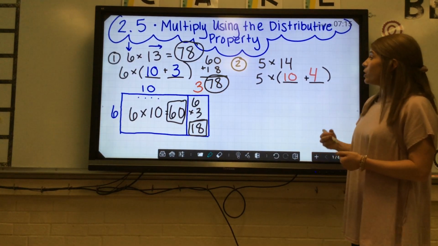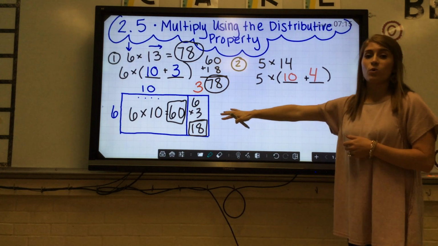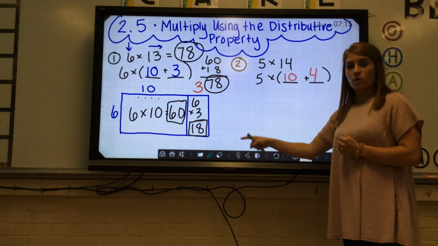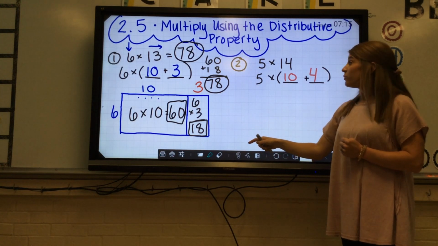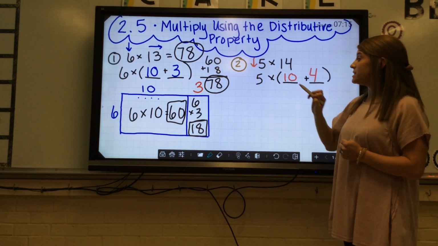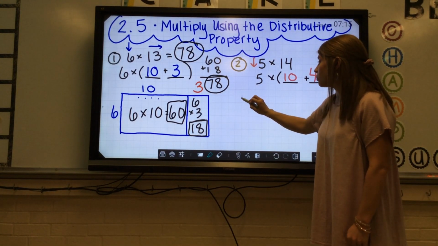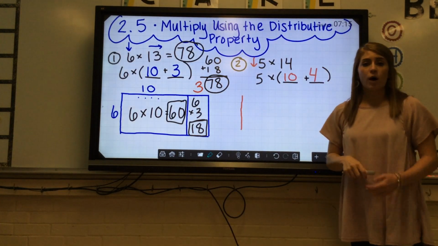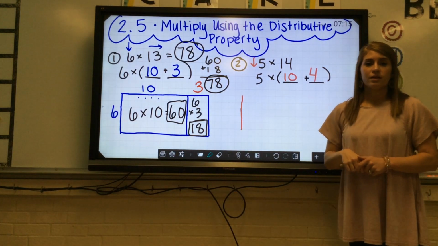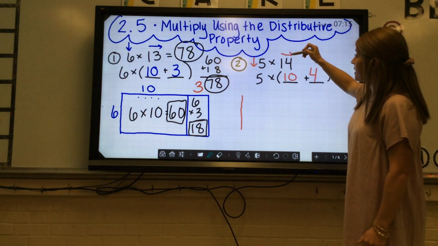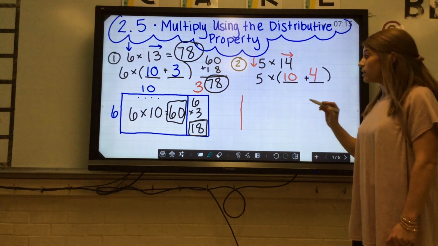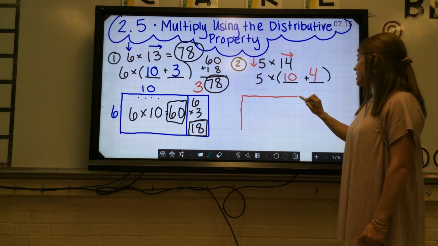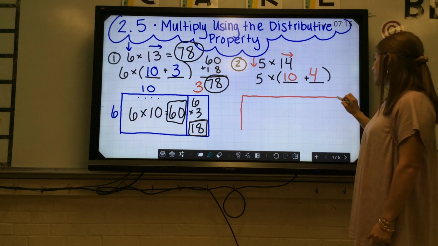So now I'm going to go ahead and draw my box for this problem. Which number tells me how many down I'm going to have for my box? Right, this 5 tells me how many down. So I'm going to go ahead and do 1, 2, 3, 4, 5. And how many across will I be going? Very good. This 14 tells me how many across I will be going. So I've got 1, 2, 3, 4, 5, 6, 7, 8, 9, 10, 11, 12, 13, and 14.